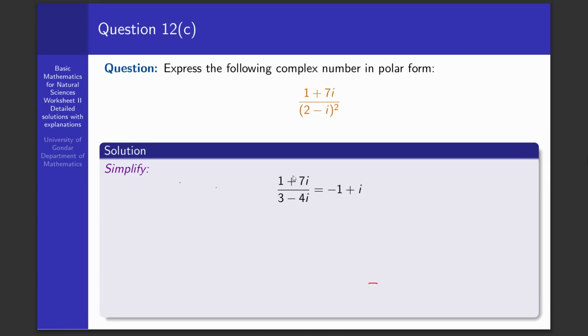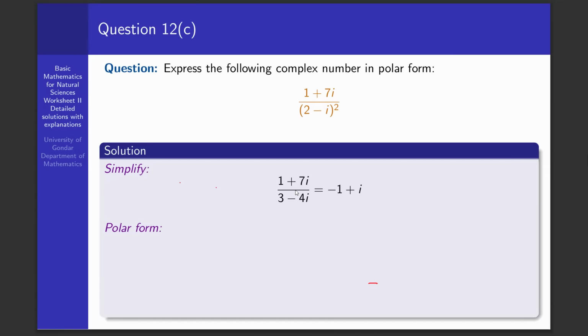So that 1 plus 7i over 3 minus 4i, that is the square of 2 minus i, I think, 3 minus 4i. And then when we multiply this one, both sides, by the complex conjugate of this one, we obtain minus 1 plus i.